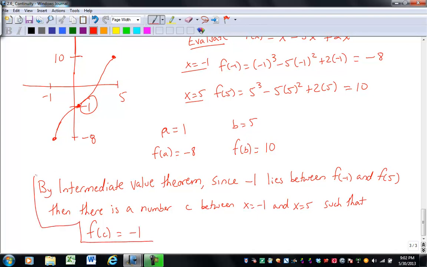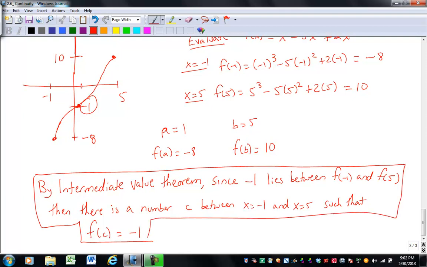So this whole thing is describing how the intermediate value theorem is used. I'm saying that since the value I'm looking to equal is negative 1, and that's between the endpoints, then the intermediate value theorem says that there has to be an x value that has that y value. And that x value would be the solution to the equation.